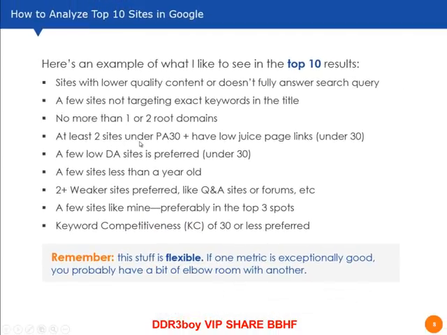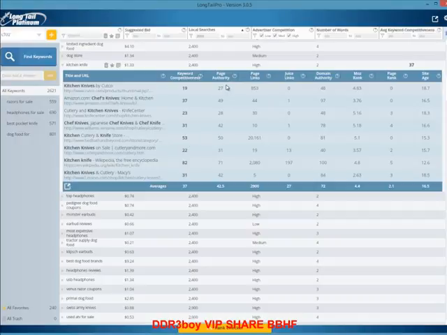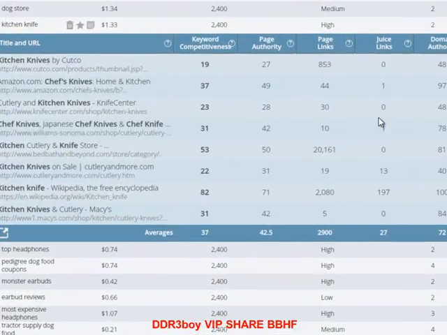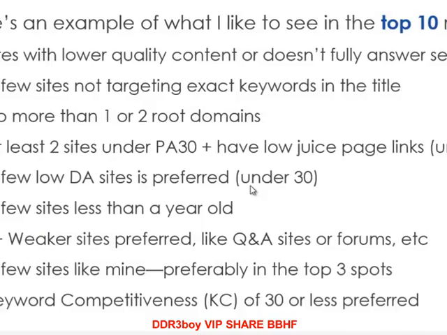Next, at least two sites under a page authority of 30 with low juice links. Let's take a look at that. Page authority, there is one, and it does have low juice links. There's two, and it does have low juice links. So we actually do meet that criterion, but there's still more to look at.